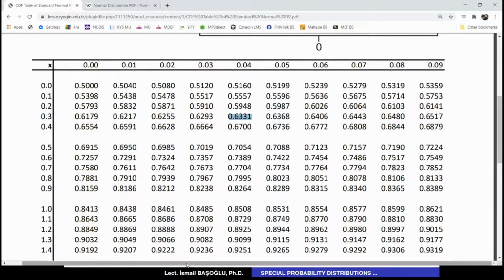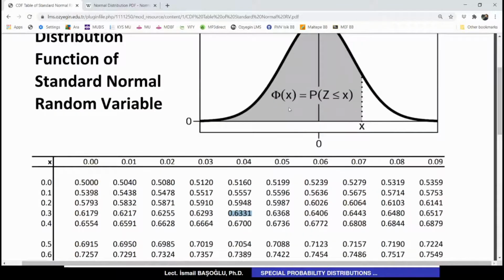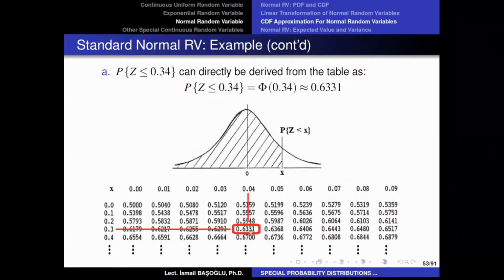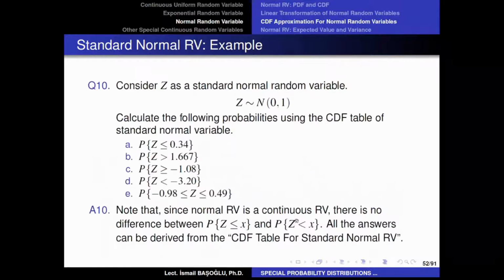So the probability of a standard normal random variable to be less than or equal to 0.34 is the area on the left-hand side of x, which is 0.6331. And that is here. Let's do an example which is a little more complicated.